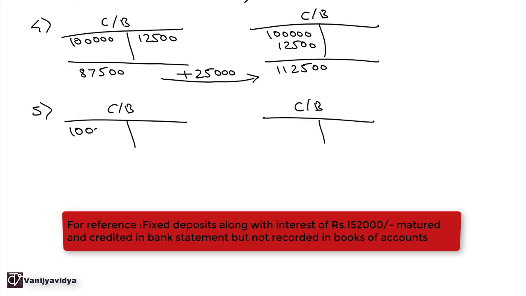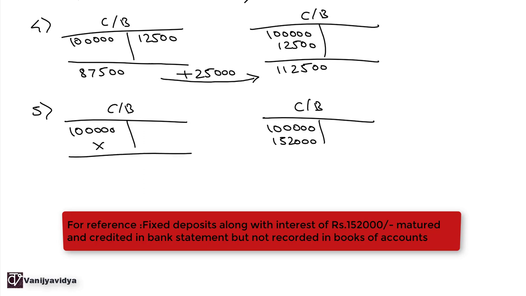Now let's assume the balance as 1 lakh. Now there was some FD which was matured and credited by bank, and the same is not recorded in the cash book. So earlier there was no entry in the cash book. Now with the entry for the FD matured, bank account debit to fixed deposit account 1,52,000. So on the debit side of cash book, we will be recording 1,52,000.